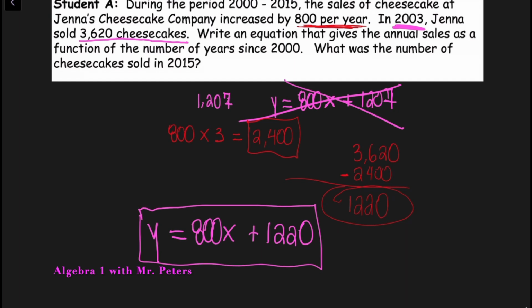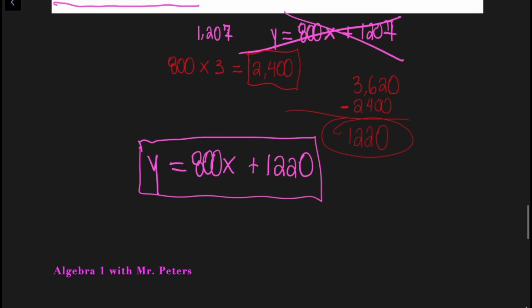So now that we got the equation, the next question is easy. What was the number of cheesecakes sold in 2015? So now that we know the year, right? 2015 minus 2000, that's 15 years. So that's what we substitute for x. y is equal to 800 times the 15 years, the amount of years, plus the 1220, the additional cheesecakes she makes after the 800.